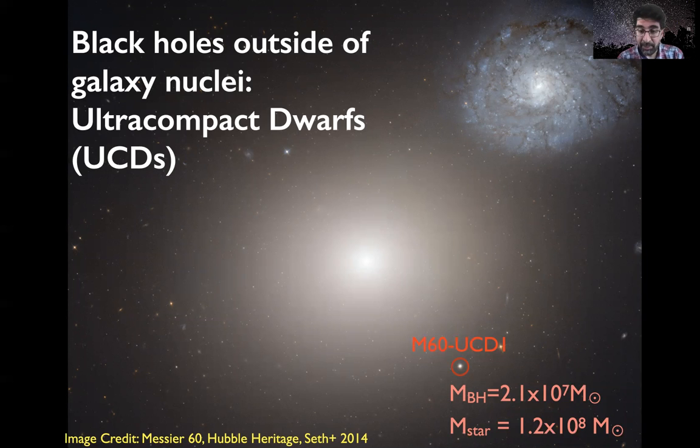And you can see an example of one on this image, M60-UCD1, where in 2014, we found the first black hole outside a galaxy nucleus like this. And it had a mass of 21 million solar masses in an object that was just over 100 million solar masses. So this is a really significant mass fraction. And what we think is going on here is that these are actually the stripped nuclei of galaxies.